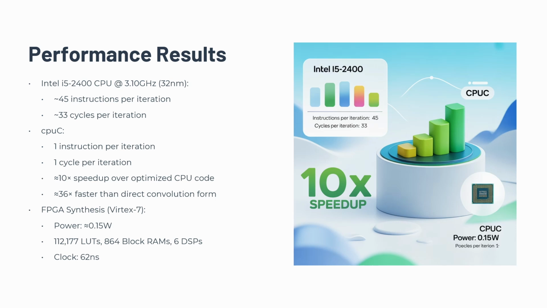Synthesis results show that cpuC consumes about 0.15 watt with modest use of LUTs, block RAMs, and DSP blocks, making it very suitable for embedded or edge deployment.